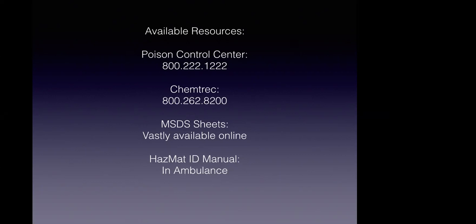The MSDS sheet will give you basic toxicology information on your chemicals, safe handling. It will tell you what kind of gloves to use, keeping in mind that most services stock a basic nitrile glove on the truck and that's it. But actually some of the chemicals that you can be exposed to in a hazmat situation will actually eat directly through a nitrile glove.